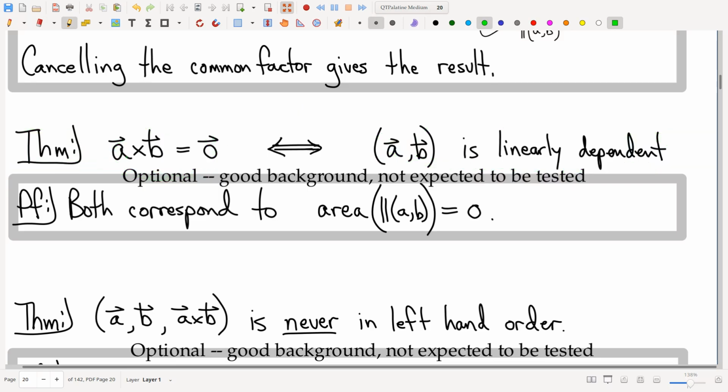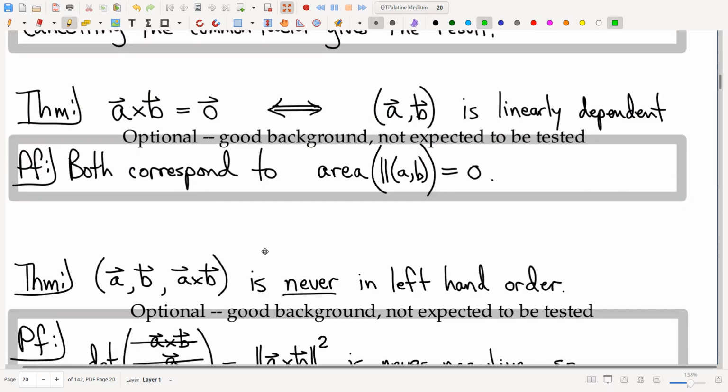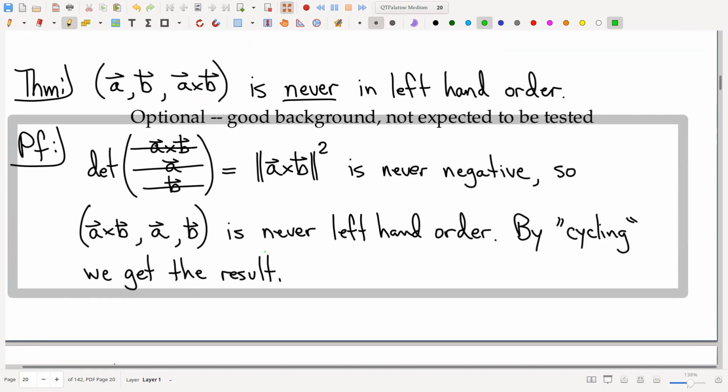Let's see here. Again, cool proof. You don't have to. Good mathematical weightlifting. Here's a nice one. This list is never in left-hand order. Ever. The sloppy way to say this is that list is always in right-hand order. That's technically not quite true. A or B could be 0. The cross product could be 0 if A and B are pointing in the same direction. So it could be that list is neither right nor left-handed. Sure. But other than that, it's always in right-hand order.